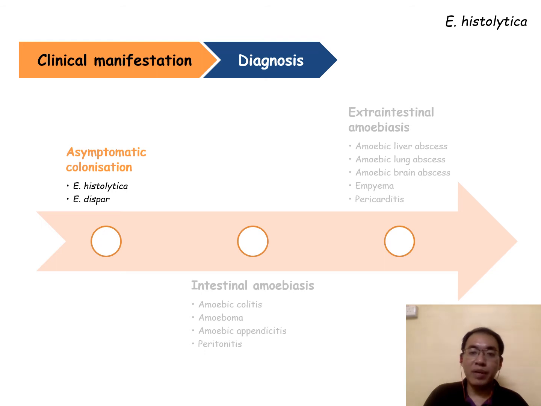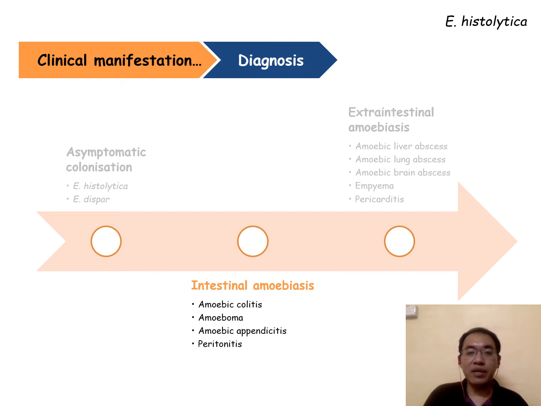The diagnosis of amoebiasis can be classified according to asymptomatic colonization, intestinal amoebiasis, and extraintestinal amoebiasis. Asymptomatic colonization can be caused by either Entamoeba histolytica or E. dispar. Okay, and usually asymptomatic disease is not included in clinical management, as the infected individuals usually do not come to the hospital, but they serve as the reservoir for the pathogen, as the cysts keep on being deposited into the environment.